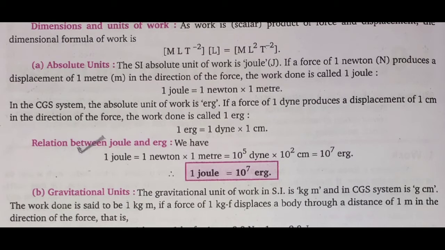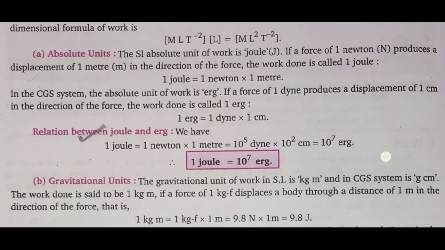इसे ऐसे भी पढ़ सकते हैं और M L square T inverse 2 भी पढ़ सकते हैं. So next, absolute unit. Absolute unit of force is Newton and absolute unit of displacement is meter. So we can write the absolute SI unit of the work is joule. SI absolute unit of work is joule. It is denoted by J.